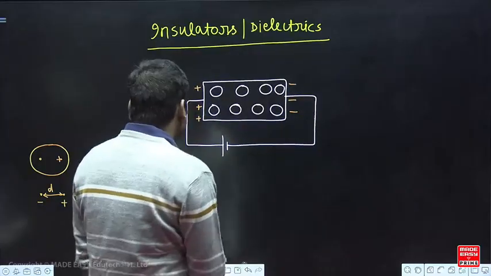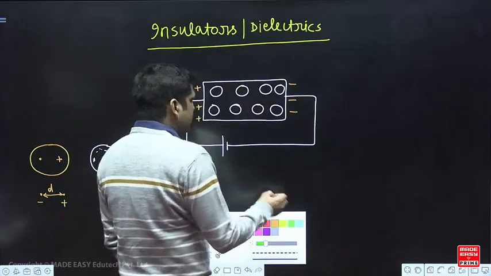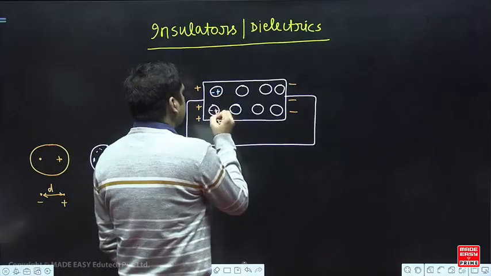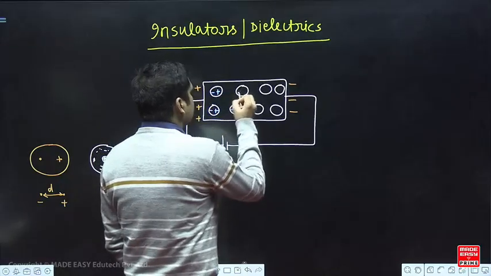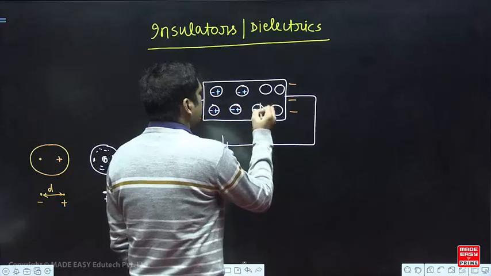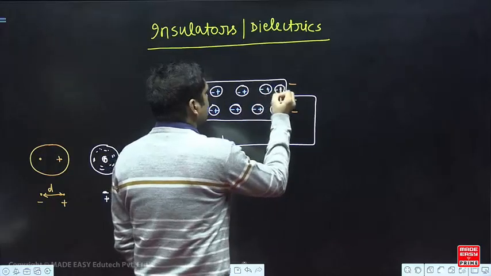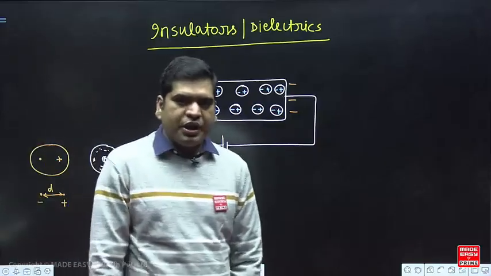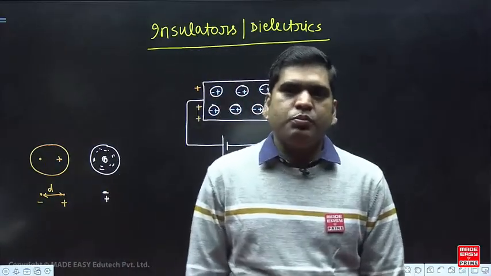So, what I am saying is that under the influence of an electric field, each atom will get polarized. Each atom will become polarized. Under the influence of the applied electric field, each atom will get polarized.